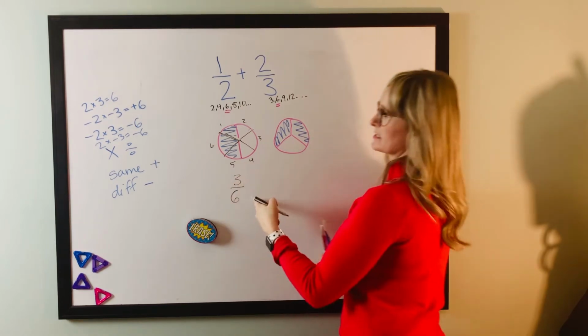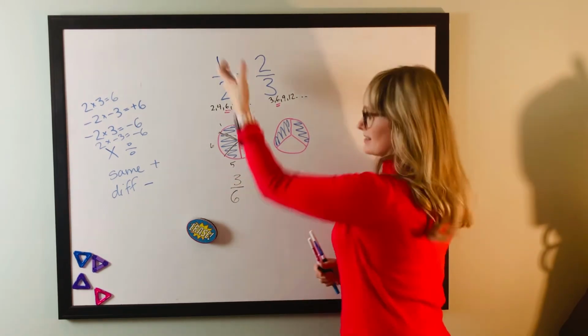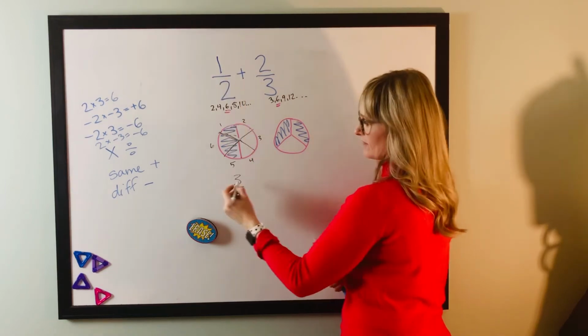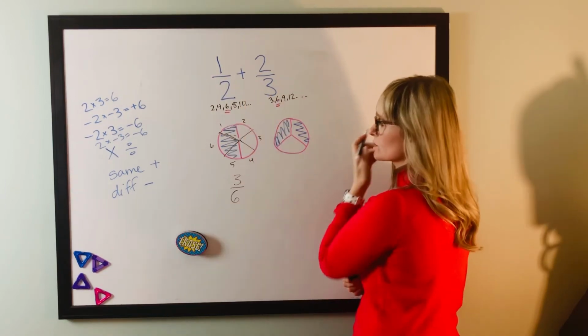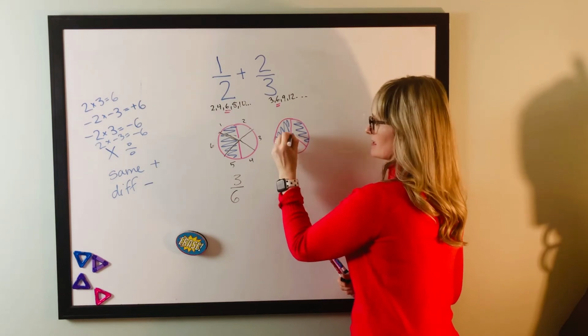What do you notice about 3 sixths? Well, yeah, it's half. It's an equivalent fraction to half. So half and 3 sixths, same thing. Okay, how about 2/3? We have to change that into sixths now.